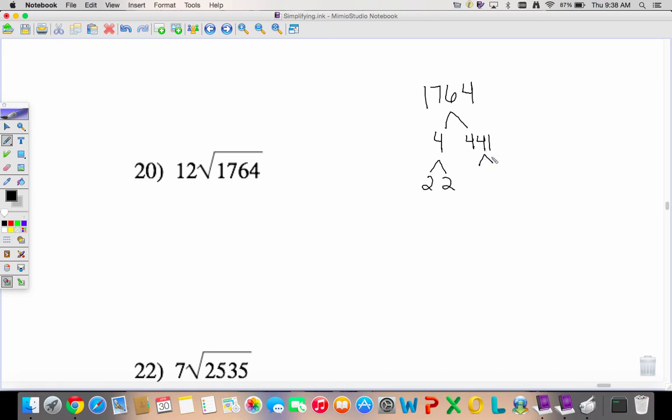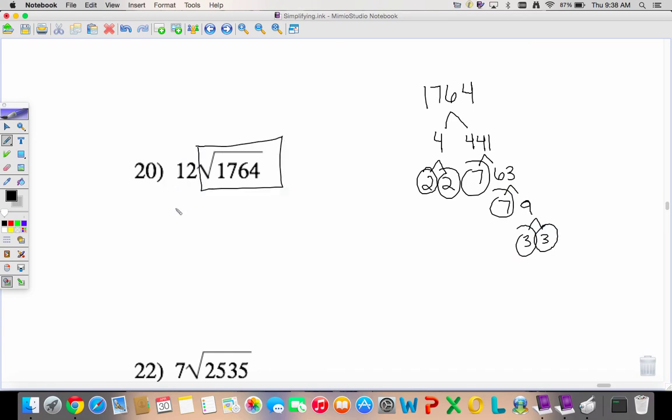Okay, easy. I know 4, that would be 2 times 2. 441, though, that takes a little bit of time, so you can look, and you'll see that you can do 7 and 63. 7's a prime number, so I'm good there. But now I gotta do 63. 63, I can do 7 times 9. Okay, well 9, I can do 3 and 3. So my prime numbers are 2, 2, 7, 7, 3, and 3.